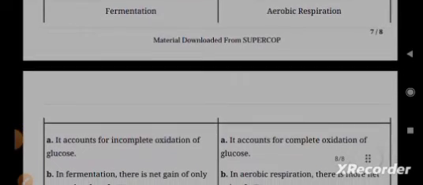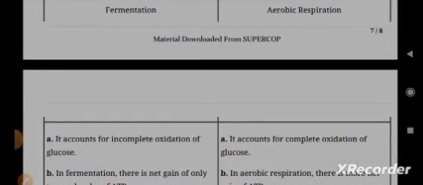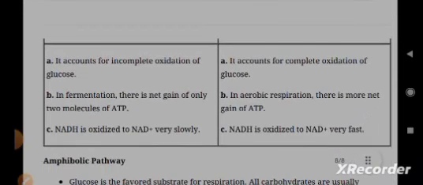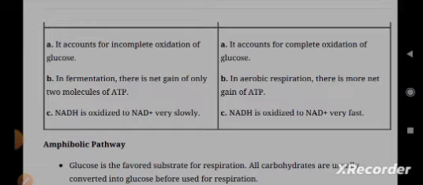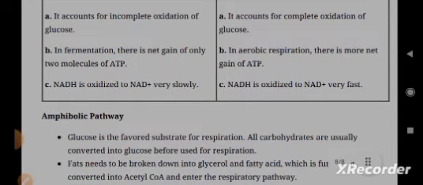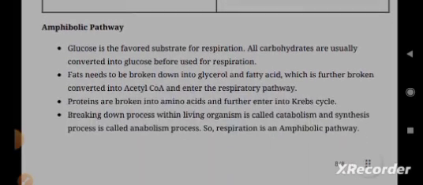gradient. Fermentation accounts for incomplete oxidation of glucose. Aerobic respiration accounts for complete oxidation of glucose. In fermentation, there is a net gain of only 2 molecules of ATP. In aerobic respiration, there is a much greater net gain of ATP. In fermentation, NADH is oxidized to NAD+ very slowly. In aerobic respiration, NADH is oxidized to NAD+ very fast.